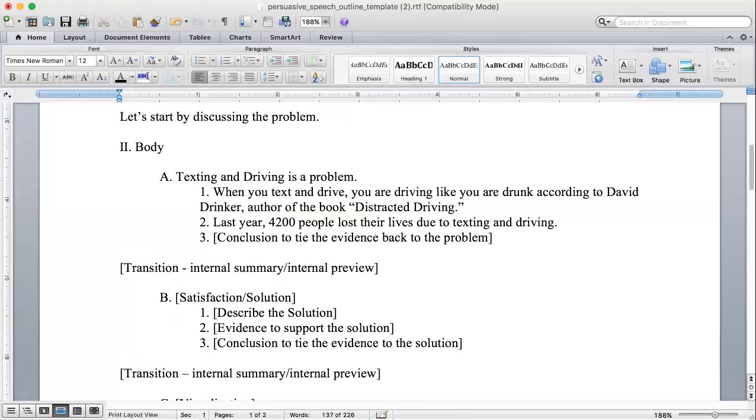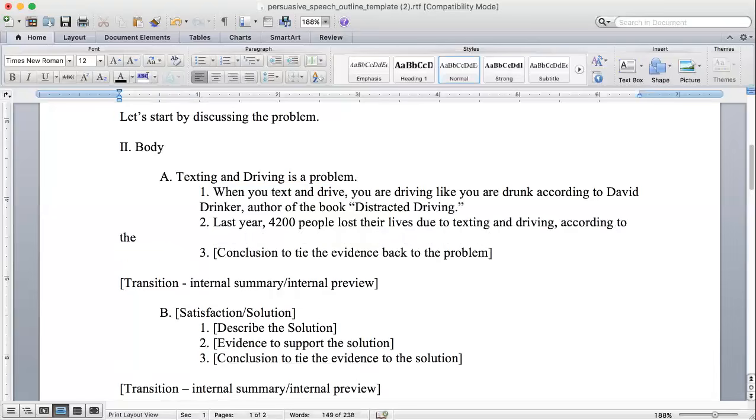The problems with texting and driving are kind of endless here. You've heard all about it in the news. You can do a Google search for texting and driving and see all sorts of things. Of course, we do need a citation here. We did cite some statistics according to the U.S. Department of Transportation. So we've got two pieces of evidence.